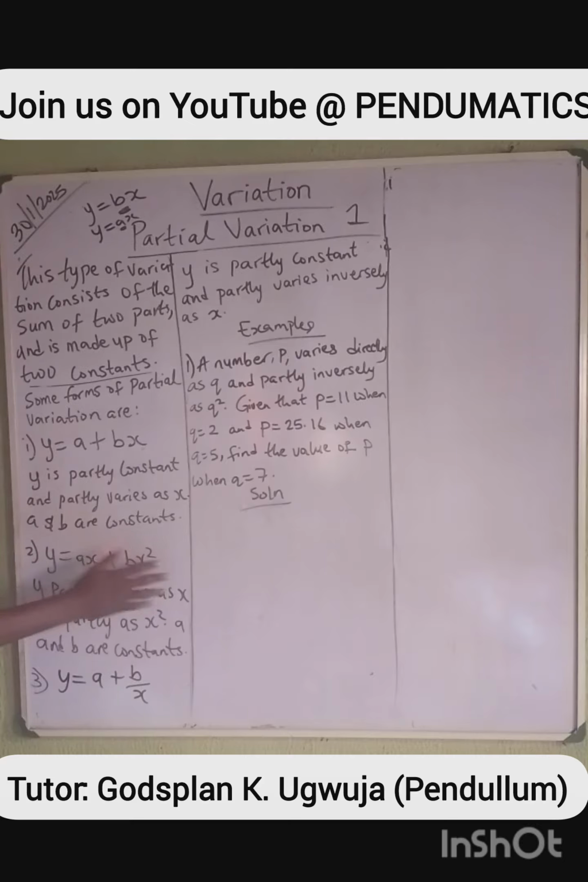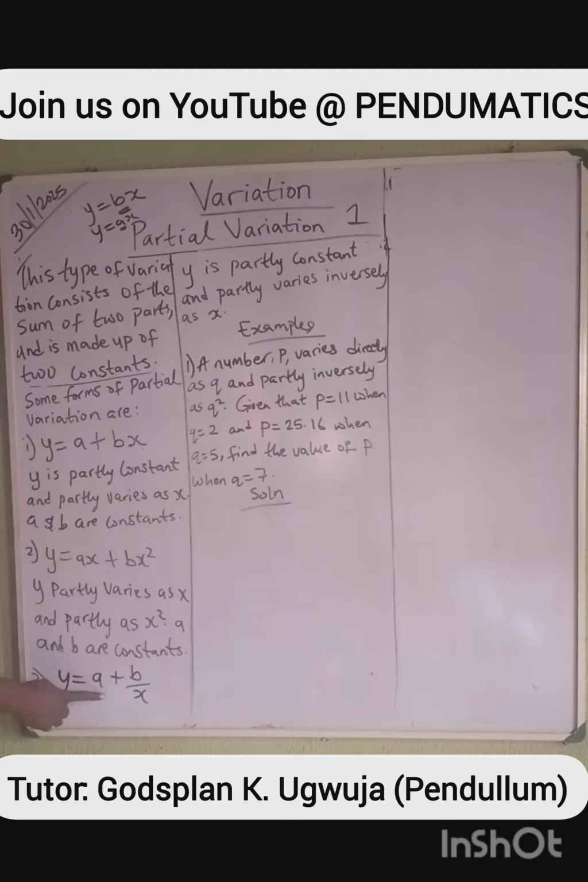So both cases here are direct variations. Even merely looking at it, you know that it's direct. It's not inverse. If it's inverse, there will be division. So both of them are direct, but this one is partly direct as x and partly direct as x squared. Okay, so that's the interpretation of this. The difference between these two, this is a constant, it doesn't change. This one will change. Then the last form here is this.